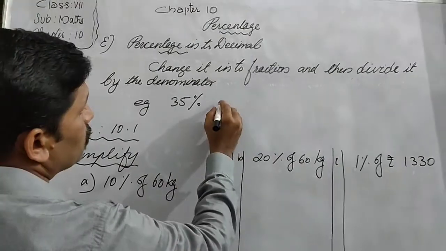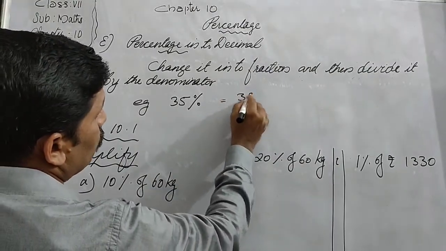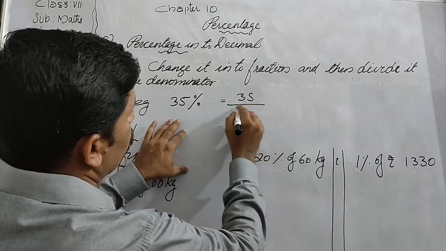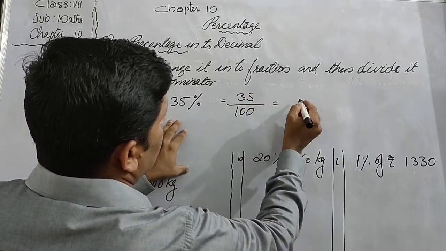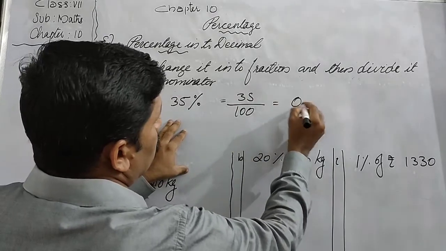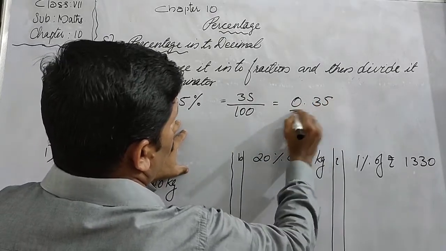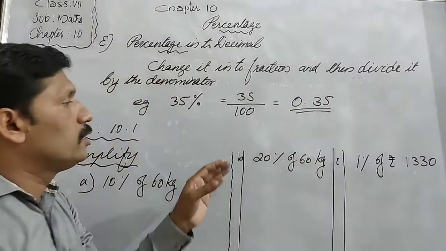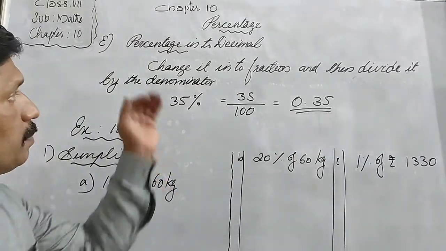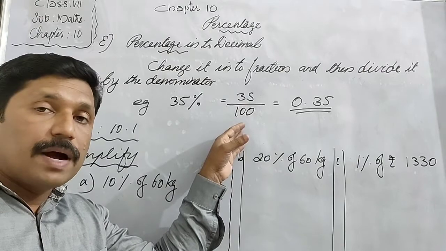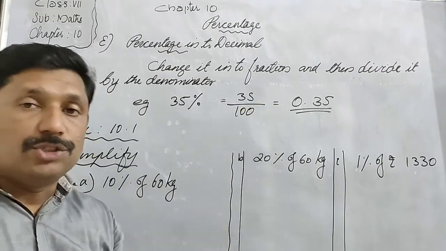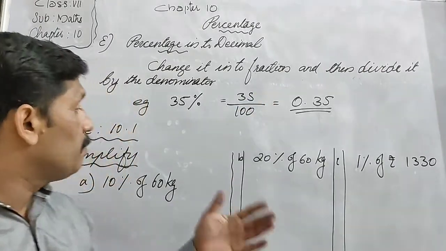Example: 35 percentage. We change it into a fraction. 35 percentage we can write as 35 upon 100. Then we divide. Division easy method, you know that two digits before we place the point. That means 0.35. So now it is changed to a decimal. In order to change percentage into decimal, we write the percentage as a fraction and divide by the denominator. Then it will be changed to a decimal number.